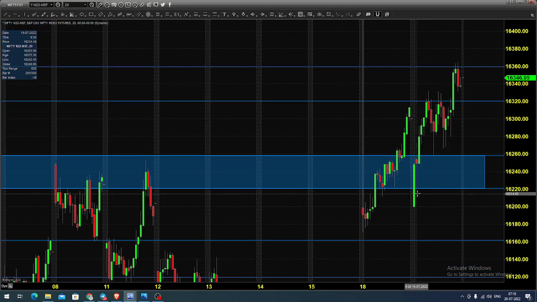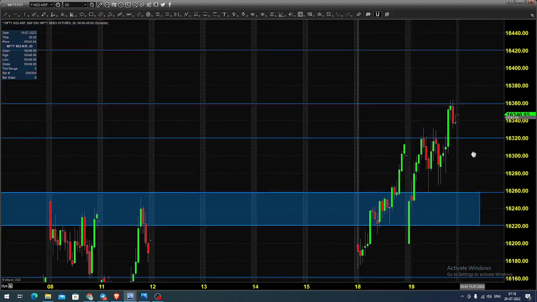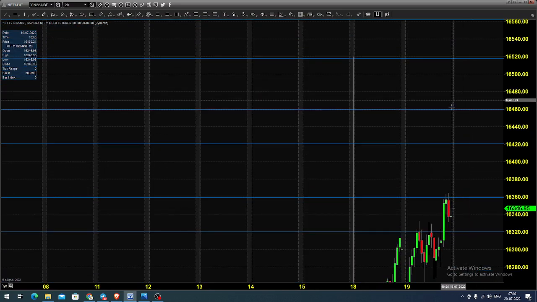Yesterday, the market opened near 16,220. After the price opening, the market could clear 16,260 very easily and it went up till 16,320. After that, the price took support near 16,260 and started moving up, went up till 16,360 and closed near 16,346.